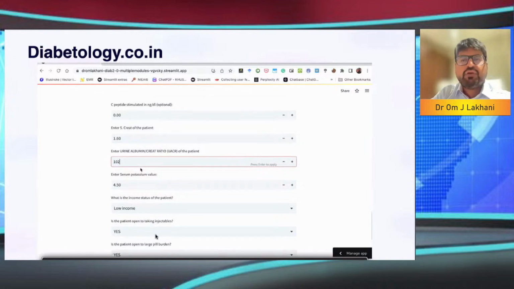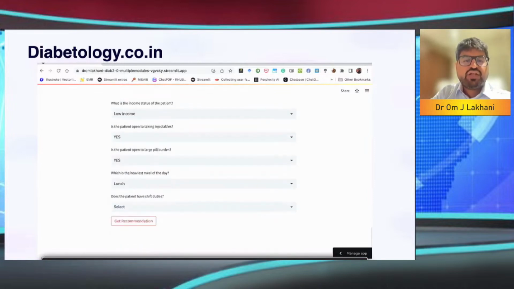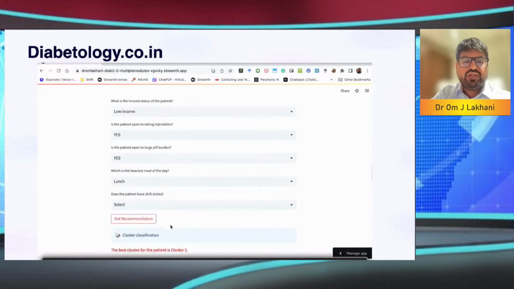Let's say the patient is coming from a low income setup. Patient is open to taking injectables. There's no problem with pill burden. His heaviest meal of the day is lunch and he does not have any shift duties, right? Then you click on the recommendation, and this is what it will give you, right?